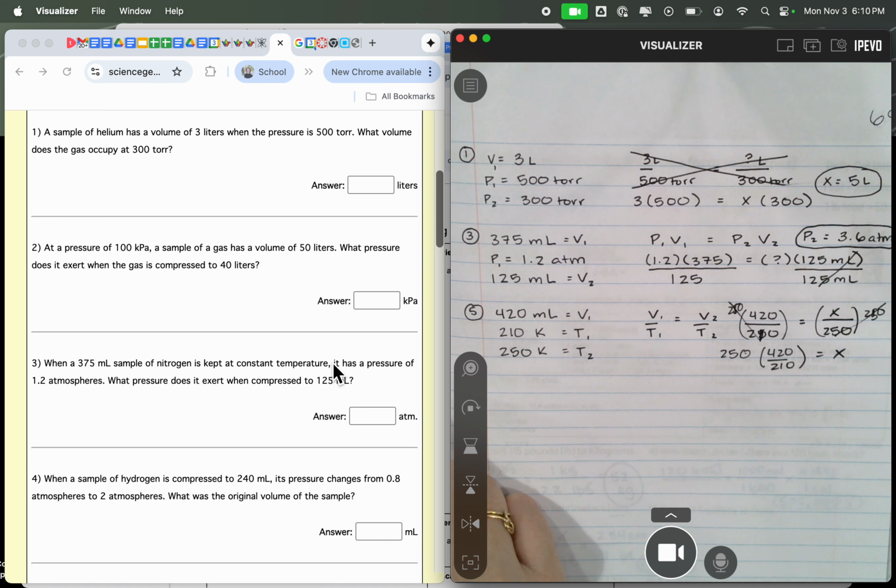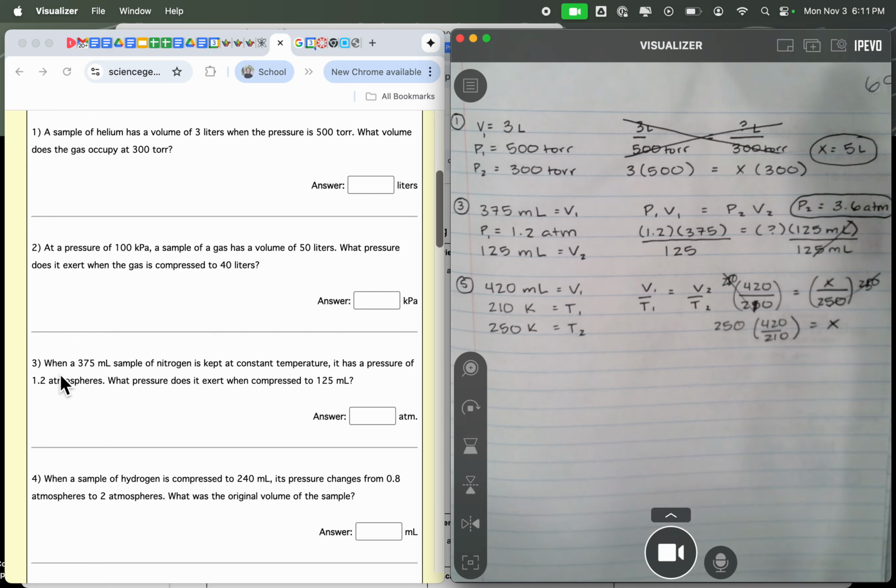So what I did here, I've got volume 1 is 375 milliliters. Volume 2 is 125. So that's what's going to fill in for volume 1 and volume 2 over here. And then for pressure, the original pressure was 1.2 atmospheres, so that's what pressure 1 is going to be, and I don't know what pressure 2 is. So I'm going to solve. Set it all up, divide this side by 125 so I can get the variable by itself, and there's your answer. All right, if that didn't go slow enough for you, that's okay.